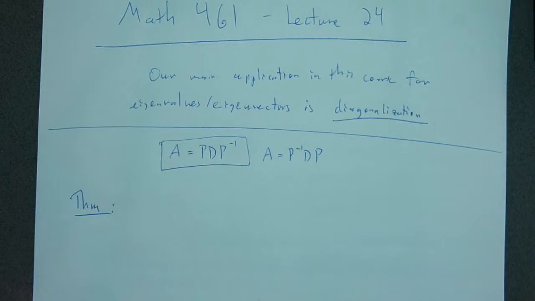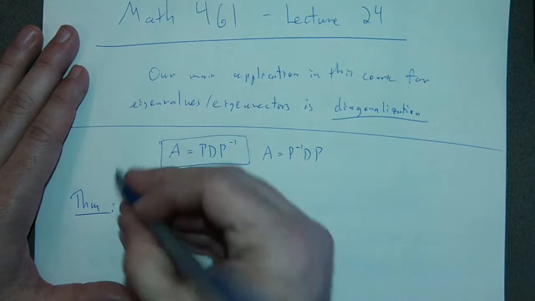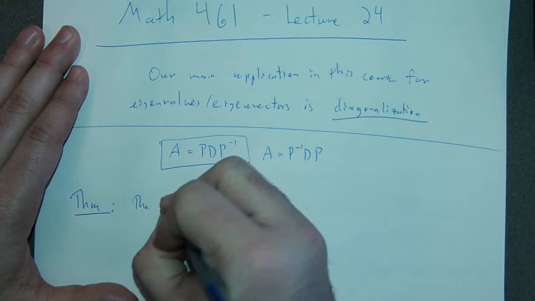Okay, so you could have a 10 by 10 matrix, but if you have a 10 by 10 matrix that has all distinct eigenvalues, you can immediately say something about it. Versus even a 3 by 3 with repeated eigenvalues, you can't say anything immediately. So this is the diagonalization theorem.